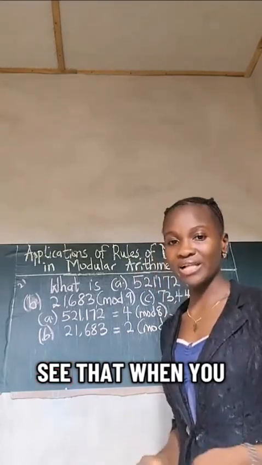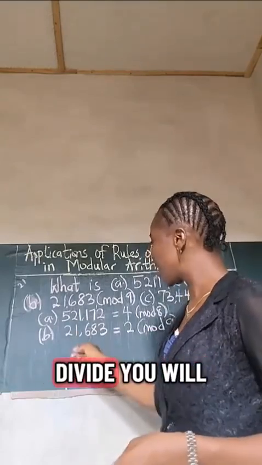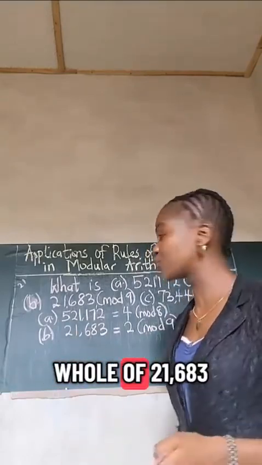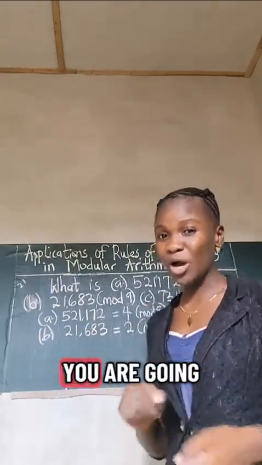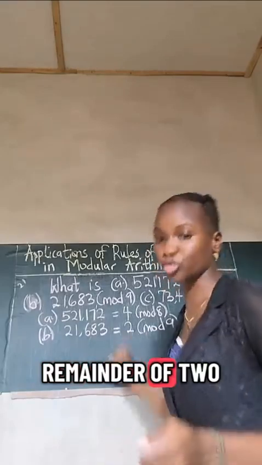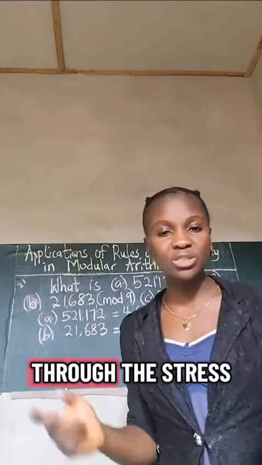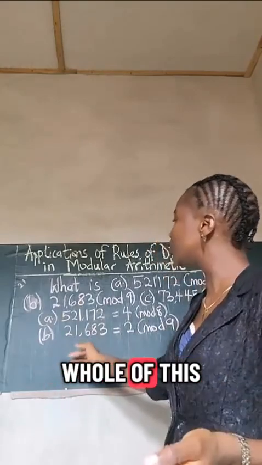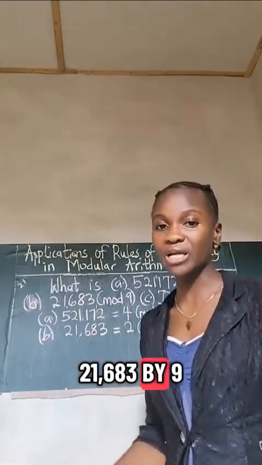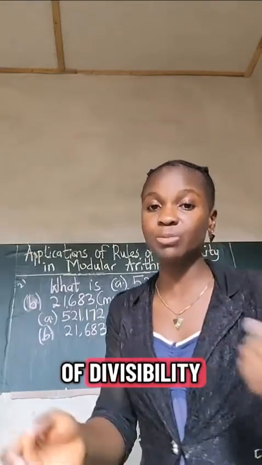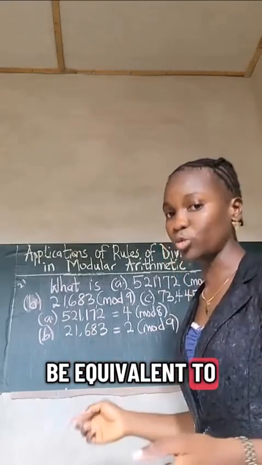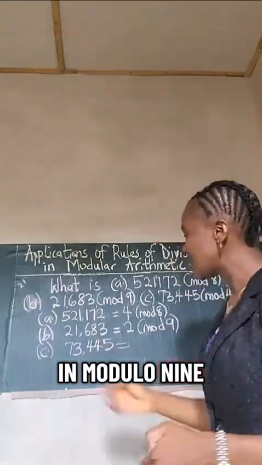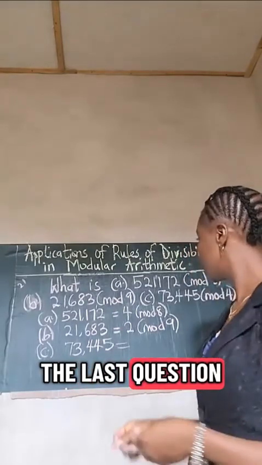Now you will see that when you divide the whole of 21,683 by 9, you are going to get a remainder of 2. So without going through the stress of dividing the whole of this 21,683 by 9, you can just use the rule of divisibility to get what this number will be equivalent to in modulo 9. The last question, let's look at the last question.